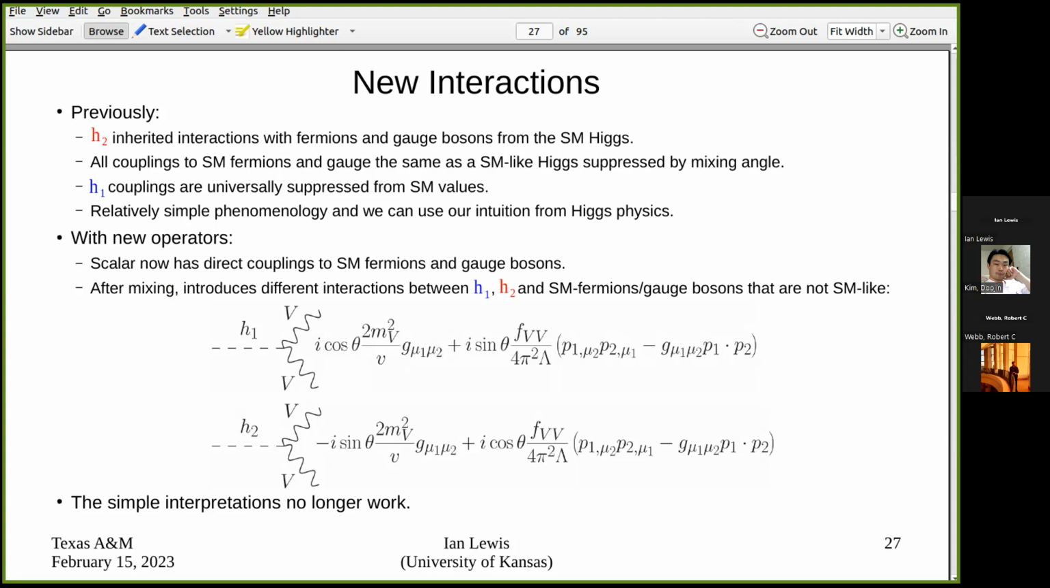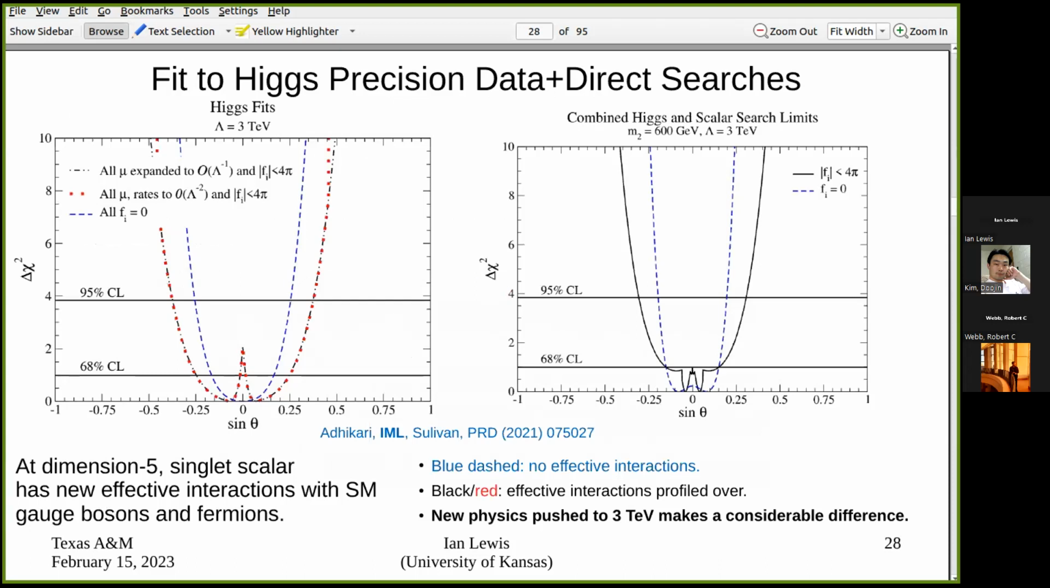I have to put these things into my searches and my constraints, and the simple interpretations no longer work that well. We looked at this a while ago, but it should still hold up because of the way the data works. So these are fits to Higgs precision data and direct searches. The left-hand side is the Higgs fits, and this is even setting the new physics scale. I assume it's 3 TeV, so I have the scalar at 100 GeV, and I'm assuming these guys an order of magnitude heavier. I have my delta chi squared.